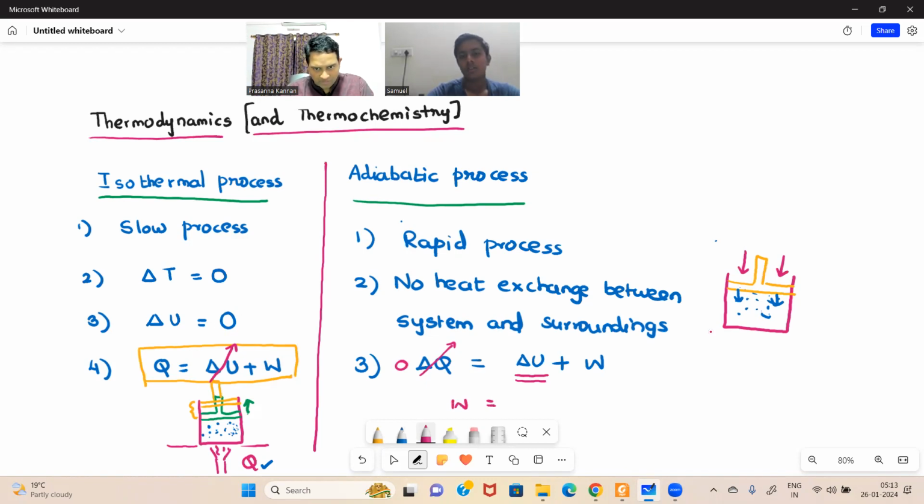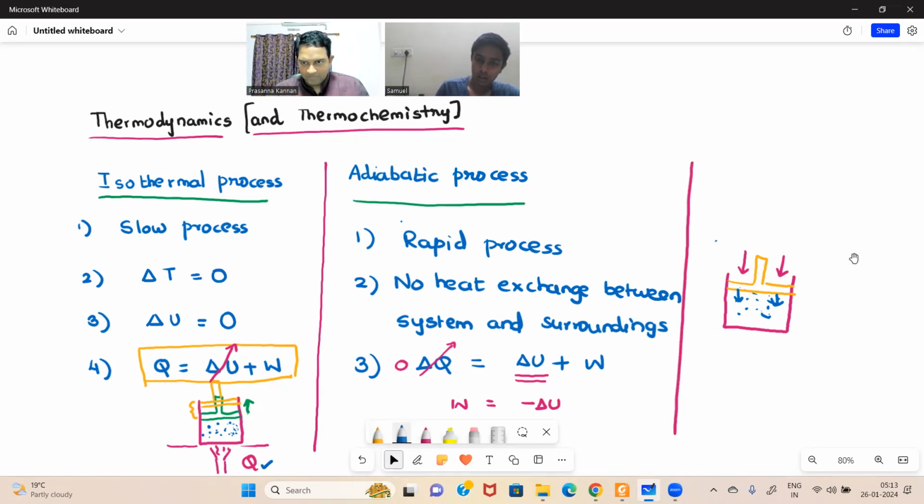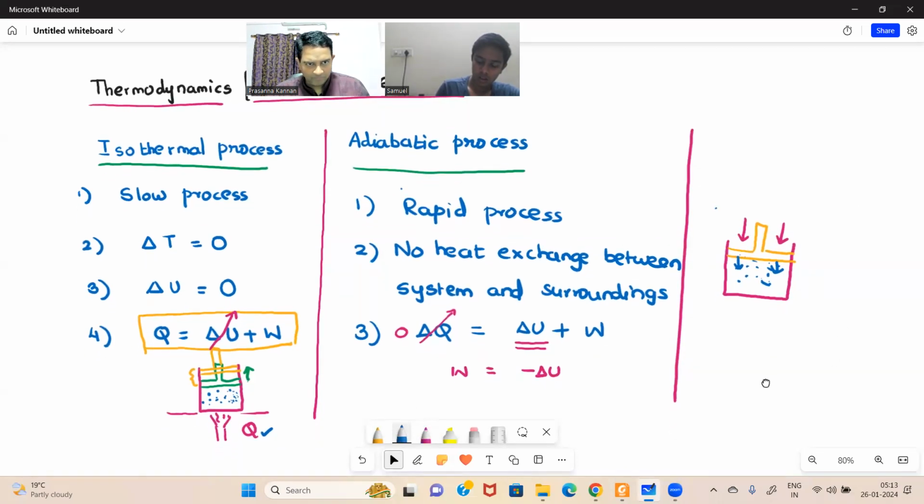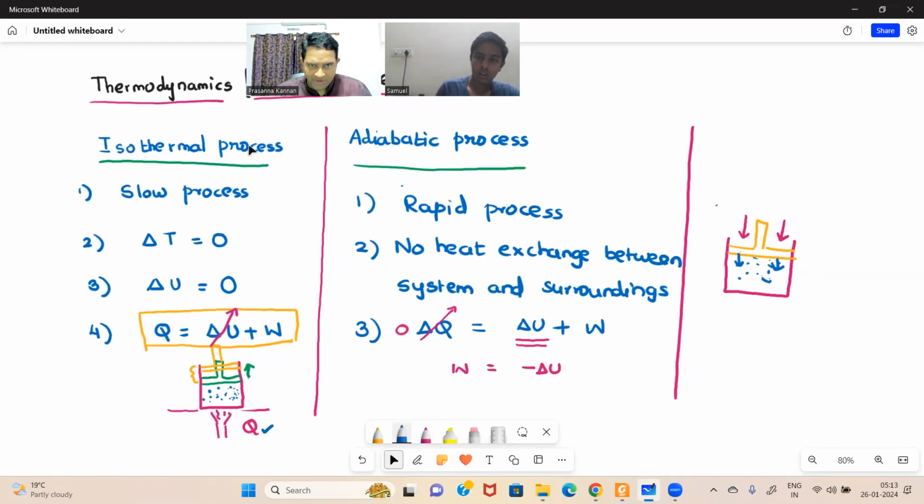So your work done is equal to minus delta U. The amount of work that is done on the system is getting absorbed by the molecules to raise their internal energy. Is that clear? So these are a couple of points that need to be noted. Of course, for an isothermal process, PV is equal to nRT for an ideal gas.